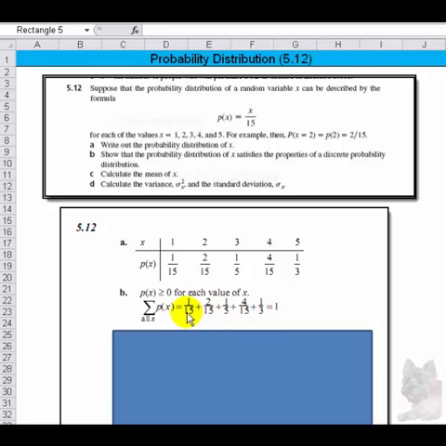Now you could reduce the fractions, or you could turn them into decimals and add those up. But the test to see whether it satisfies the properties of a discrete probability distribution is that it equals 1, and it did.